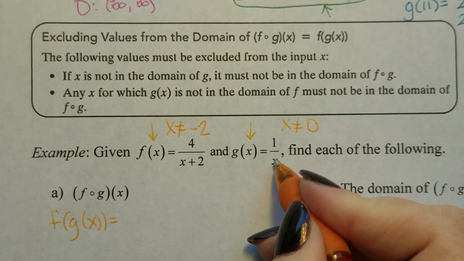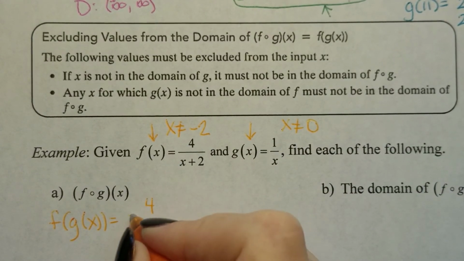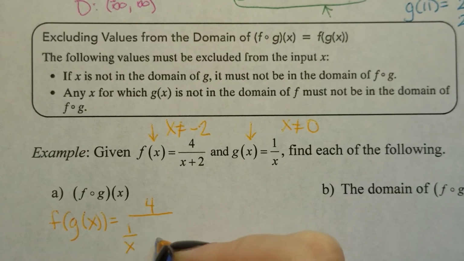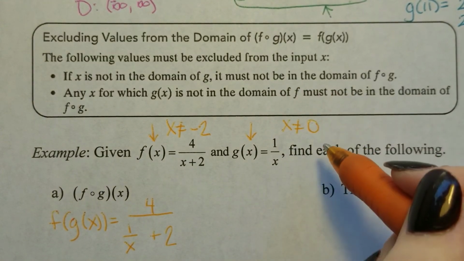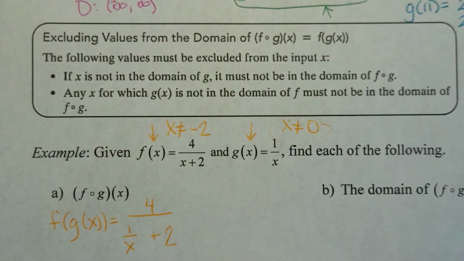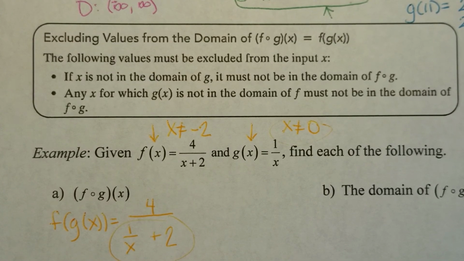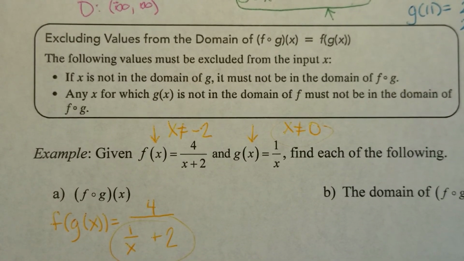So if I put g of x inside here, I'm going to have 4 over 1 over x plus 2. And I cannot have either of these. Well, I can't have the domain of g, so it can't be 0. And I can't have this be equal to 0. So 1 over x plus 2 cannot equal 0, or 1 over x cannot equal negative 2. So x cannot equal negative 1/2. And we're also going to include the 0 on that one.